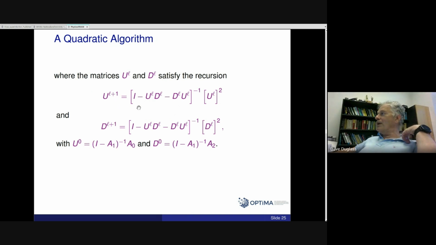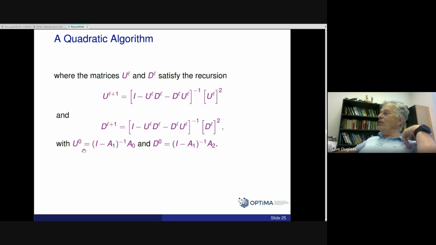So U L plus 1 is, again, one of these things where it's something inverse multiplied by another matrix, something inverse again multiplied. And you notice the thing that we're inverting here, I minus U L D L minus D L U L inverse, appears in both of these things. And the U L plus 1 has a U L squared here, and D L plus 1 has a D L squared here.